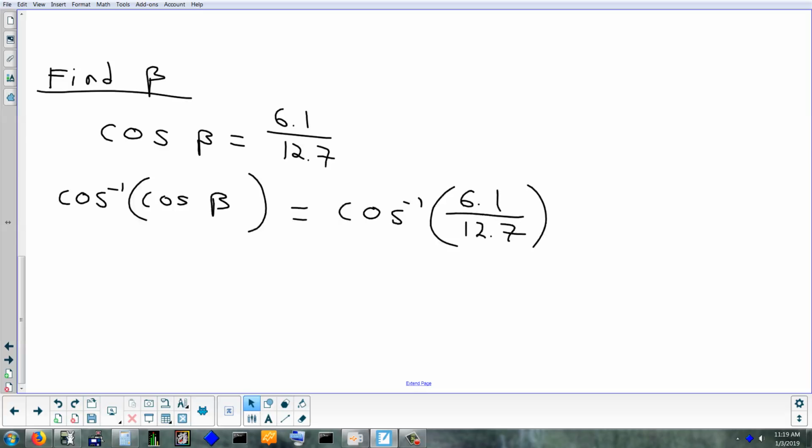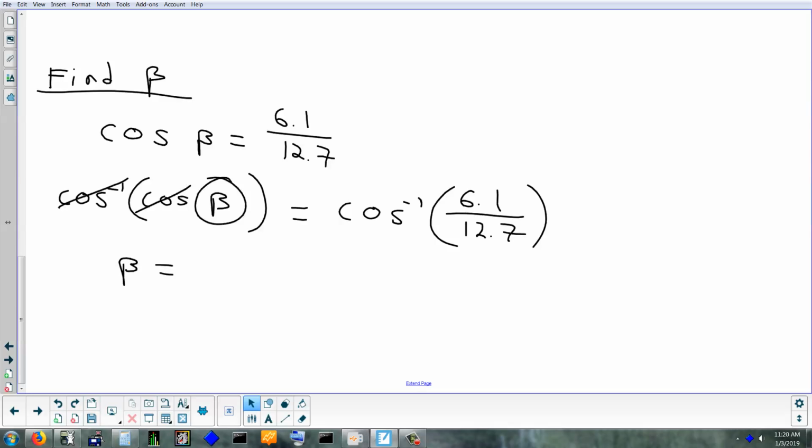So on the left, what's going to happen with inverse cosine and regular cosine? They're going to cancel out. Now, do they always cancel out? No. This only actually works if this number is between 0 and 180. But I guarantee you this number is between 0 and 180 because it's an acute angle in a right triangle. In fact, I can do better. I can say it's between 0 and 90. So I know this trick is going to work. So now those are gone.